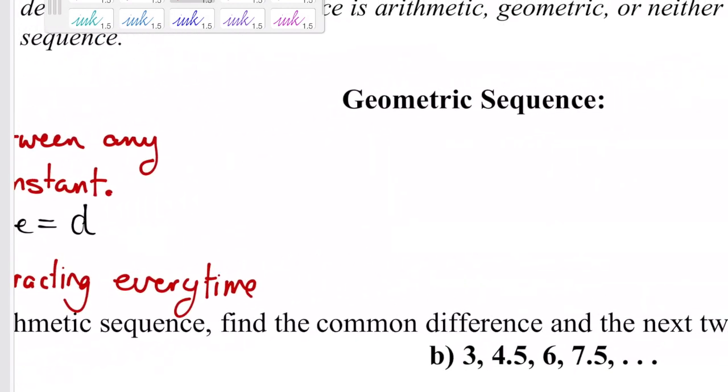So when it comes to geometric sequence, and feel free to pause the video anytime you need. If say I'm going too quickly, you can rewind, you can slow me down, you can speed me up, whatever it is you need. That's the best thing about these videos, huh?